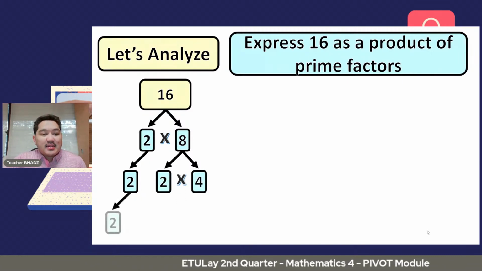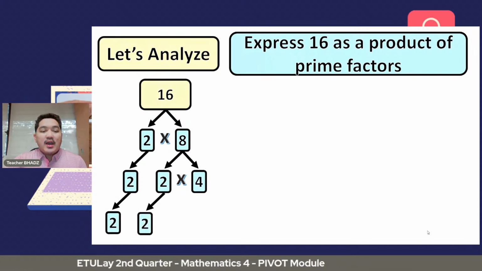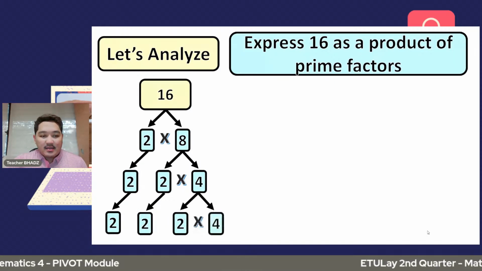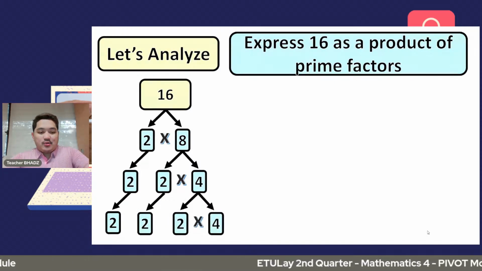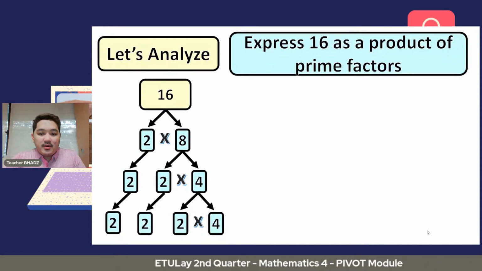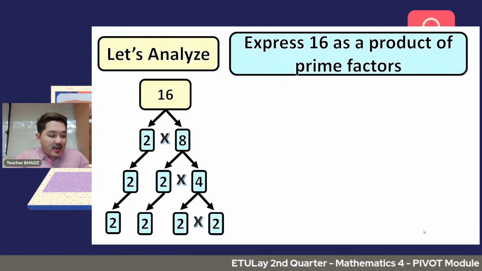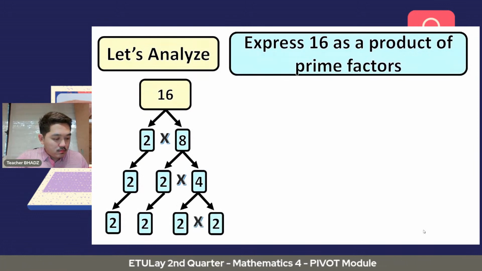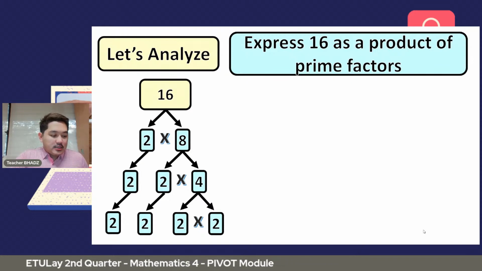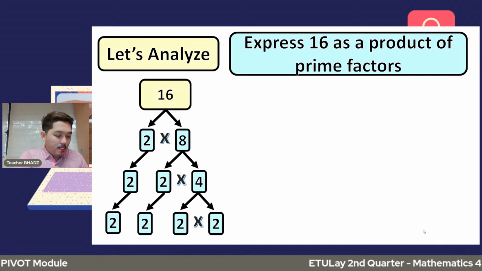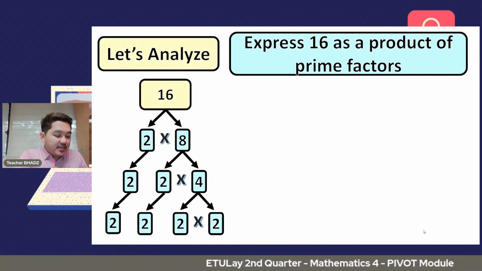Papansinin natin, bring down na lang natin si 2. And we have here 2. And let's divide 4. Sa 4, meron tayong 2 times 2. 2 times 2 will give us 4. So, ito na yung process niya. Meron pa tayong isang process.